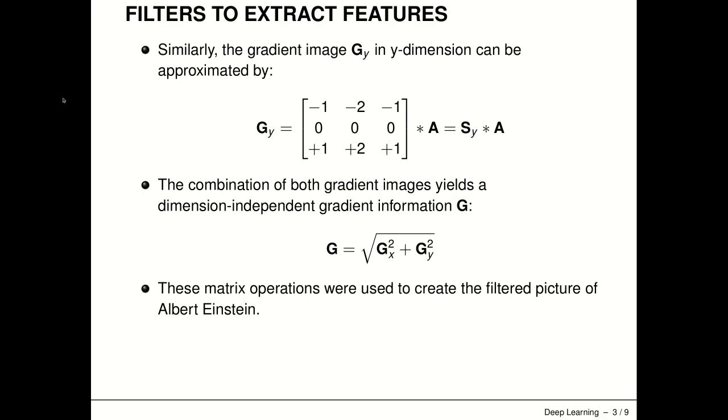Here, similarly, the gradient of the image Gy can be approximated with another 3x3 kernel, -1, -2, -1... more precisely -1, 0, +1, -2, 0, +2, -1, 0, and +1, convolved with the source image. Here, in order to get the gradient image at the end, we need to calculate the square root of Gx squared plus Gy squared. And this matrix operation was used to create the filtered picture of Einstein, which you saw previously on the right side.